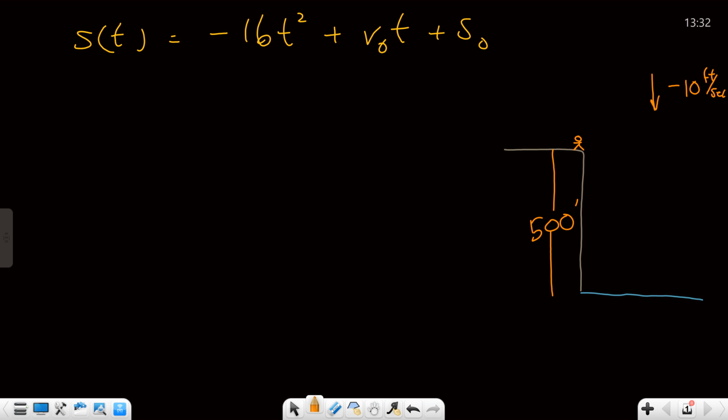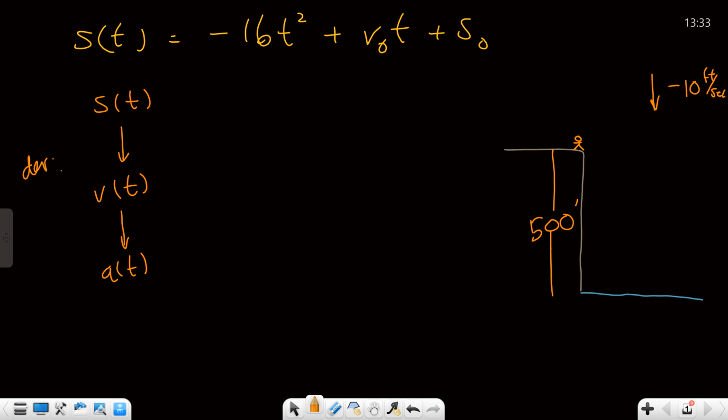So what do we know? One of the things we've talked about before is that if we have the acceleration, we can find the velocity. Actually, let's go the other way. Let's start with the position function. If I have the position function, I can get the velocity function by derivative. And then if I take the derivative of the velocity function, I get the acceleration function.